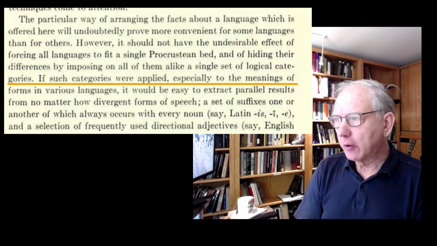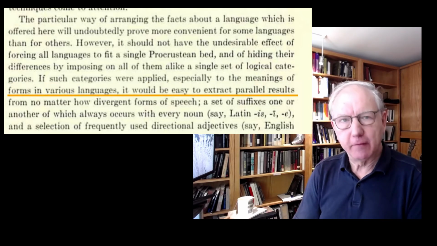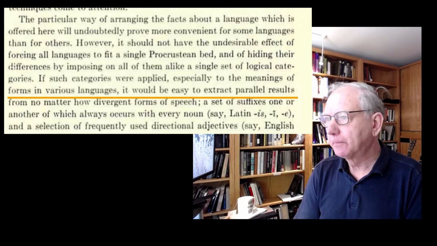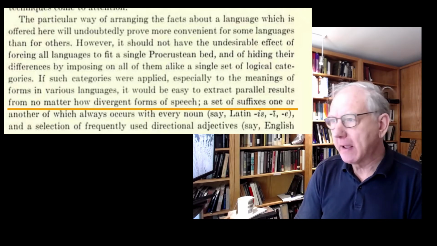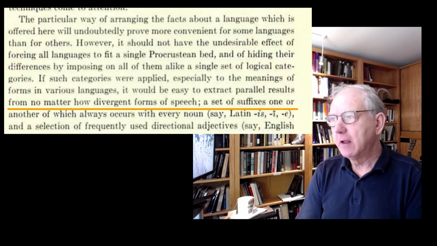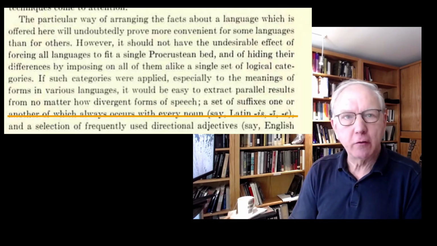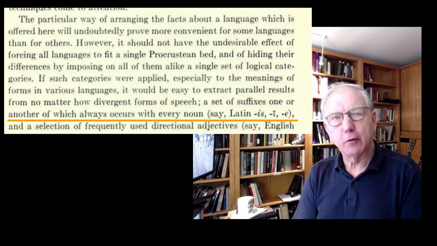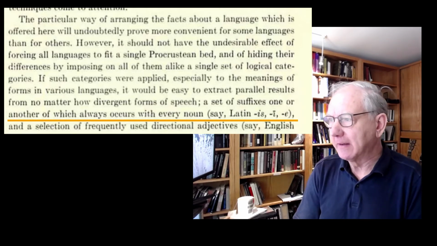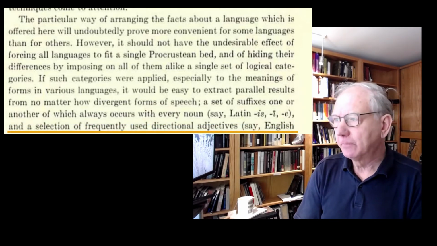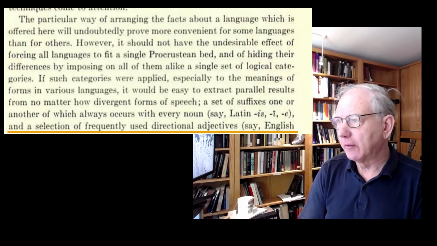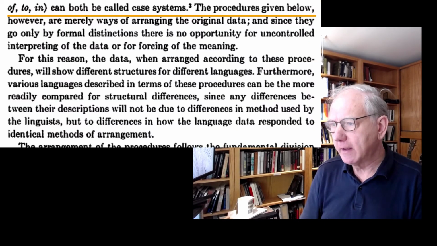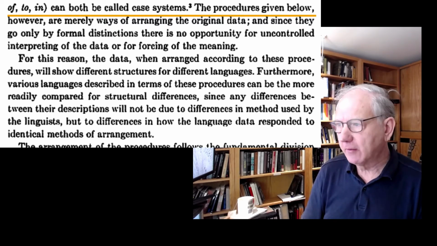If such categories were applied, especially to the meanings of forms in various languages, it would be easy to extract parallel results from no matter how divergent forms of speech. A set of suffixes, one or another of which always occurs with every noun, as say Latin is, e, and a selection of frequently used directional adjectives, say English of, to, in, can both be called case systems.